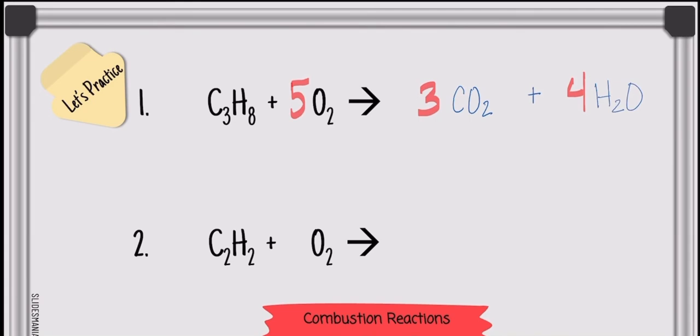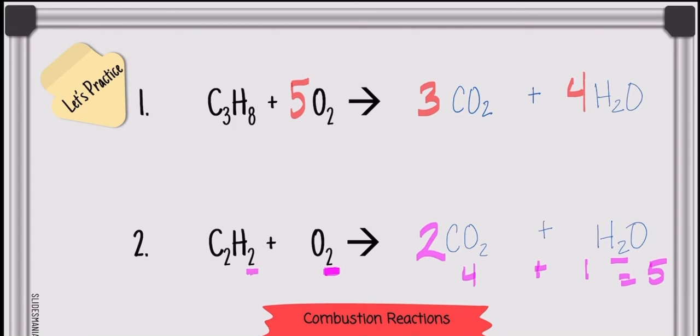For problem number 2, we have C2H2 plus oxygen. The products will still be carbon dioxide and water. Let's balance the carbons by putting a coefficient of 2 in front of the carbon dioxide. You can see that the hydrogens are already balanced. So we have 2 oxygens on the reactant side. On the product side, we have 2 times 2, 4 from carbon dioxide and 1 from the water, giving us a total of 5 oxygens.